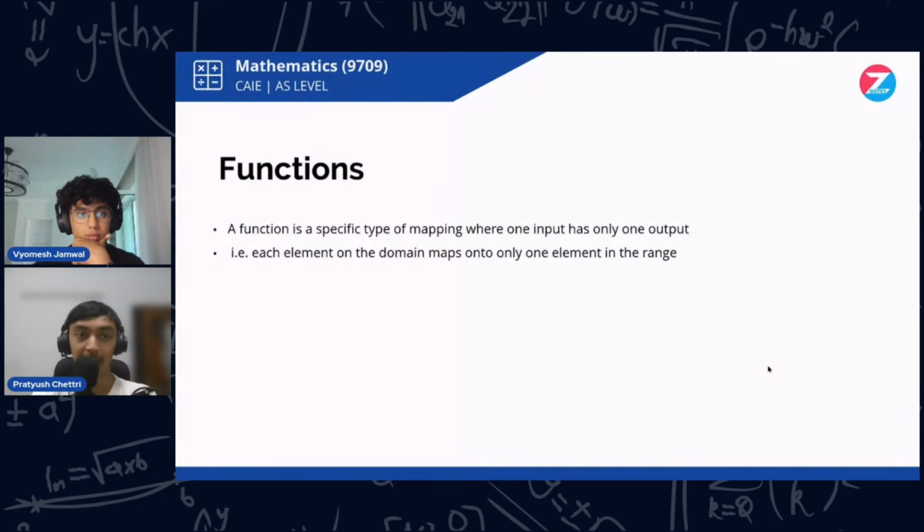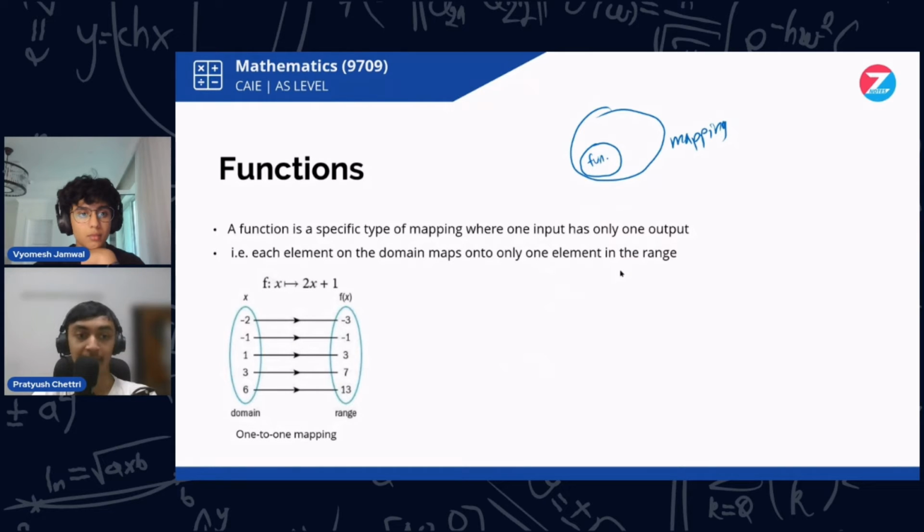Okay, let's carry on. Now, a function is a specific type of mapping. Not all mappings are functions, but all functions are mappings. So let's say these are mappings, the whole thing, and a certain portion of them are functions, but not all. And a function is a specific type of mapping where one input has one output only, i.e., one domain element maps onto one range element.